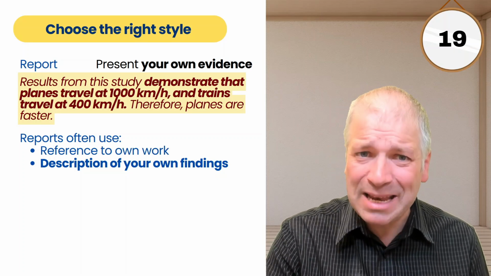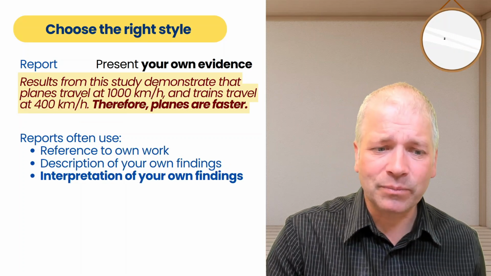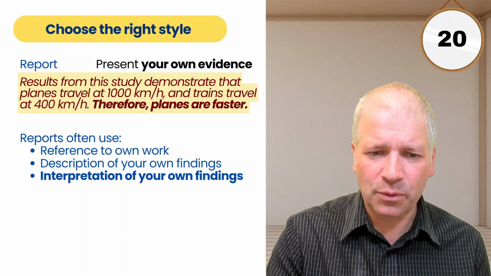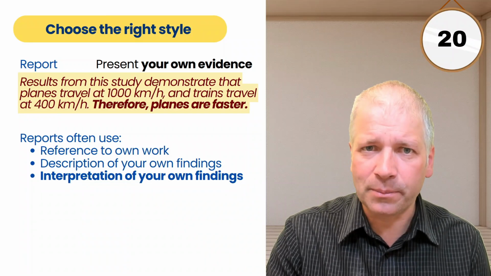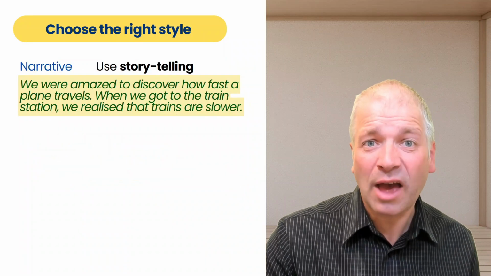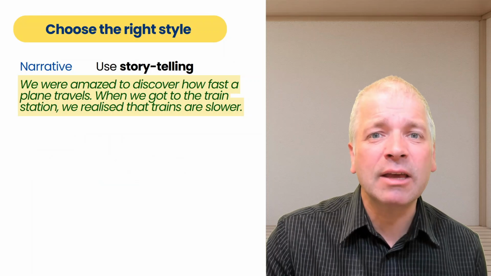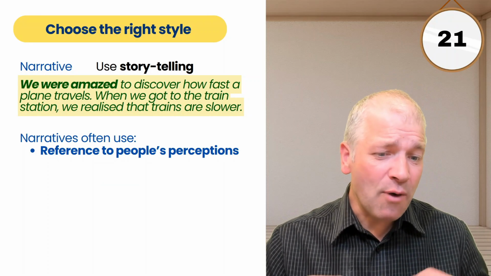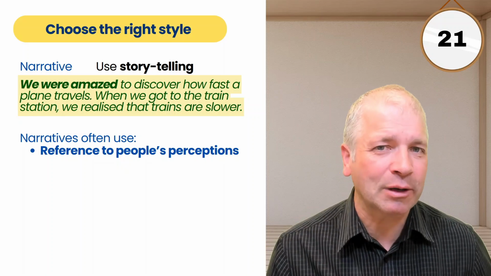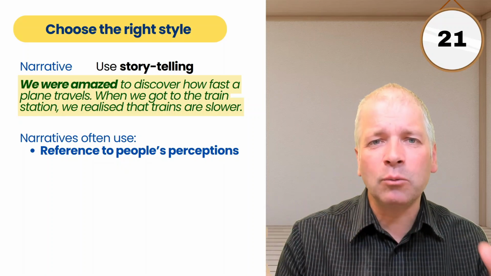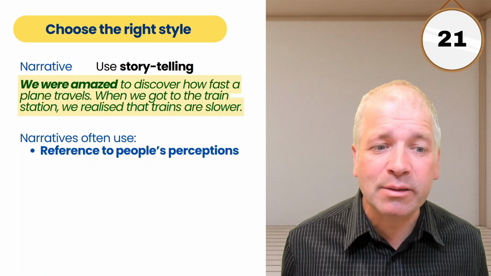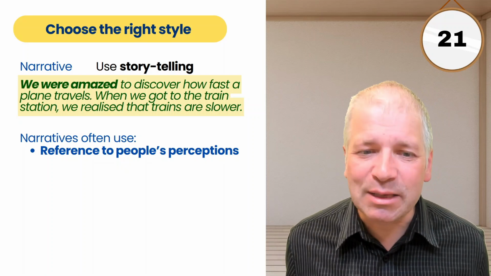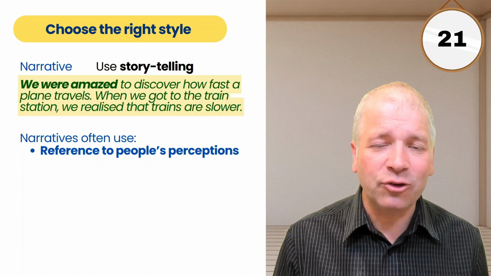And here it's the speeds of the train and the plane. And then there will be interpretation of your own findings too. Therefore, planes are faster. Whilst essays and reports have quite a lot in common, narratives are quite different. Firstly, narratives involve reference to people's perceptions, what we see, what we feel, what we hear, what we sense. For example, here we say, we were amazed to discover how fast a plane travels.